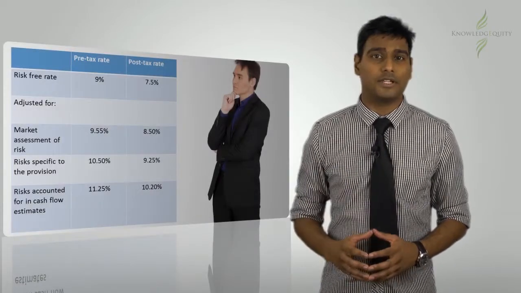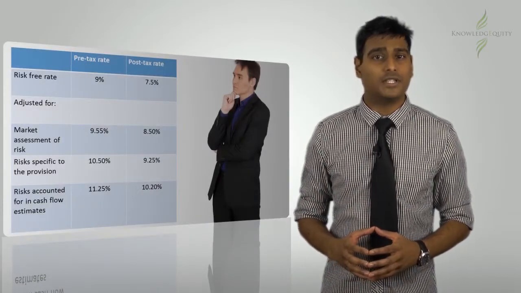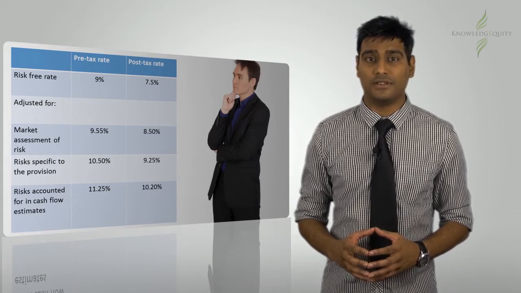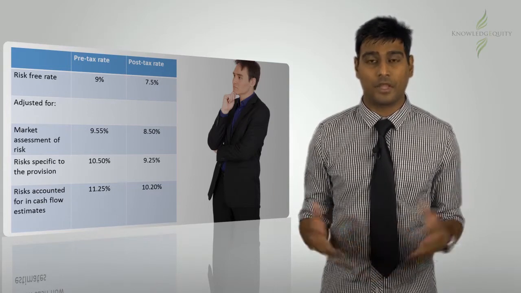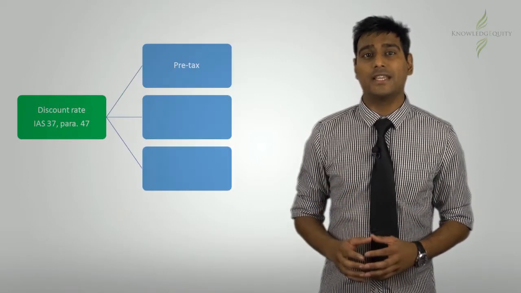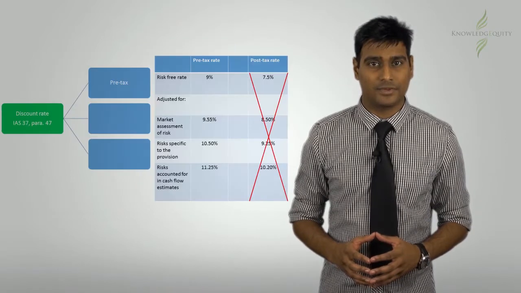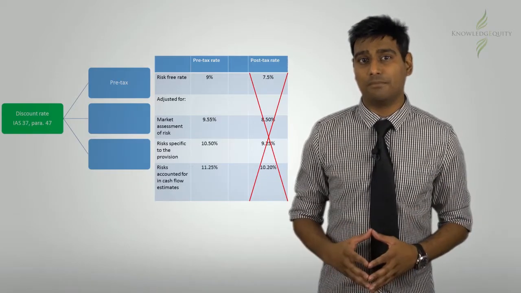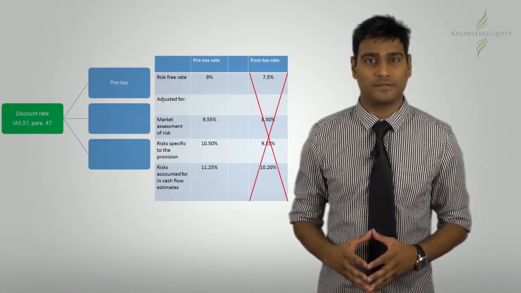The following discount rates were presented to the accountant, who was asked to calculate the present value of the environmental provision. Which rate should be used? IAS 37, paragraph 47, provides 3 rules relating to the discount rate. The first is that the rate should be pre-tax. Thus, all the rates presented in the post-tax column are incorrect.